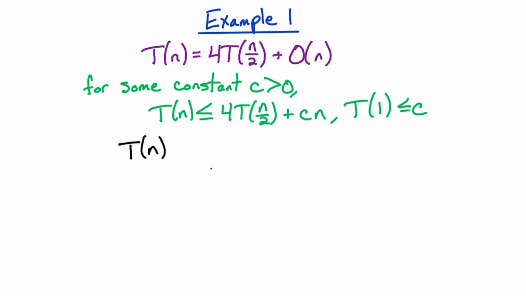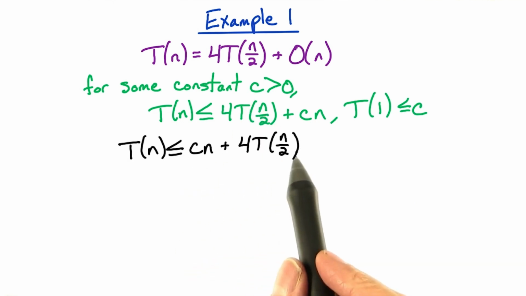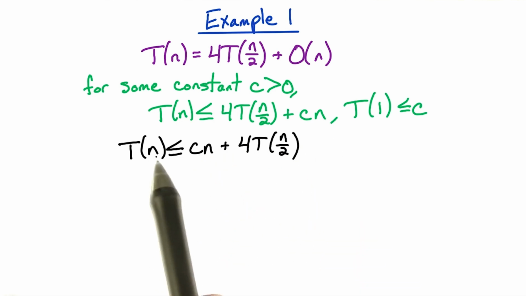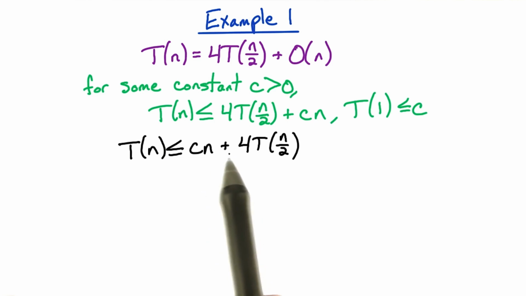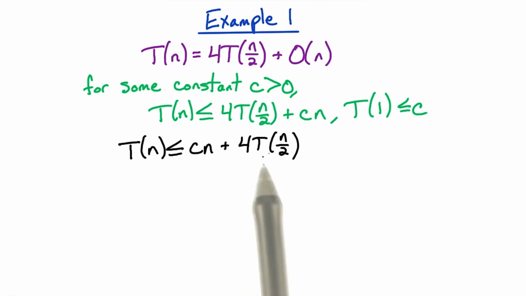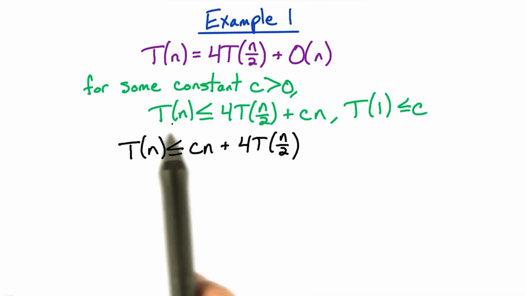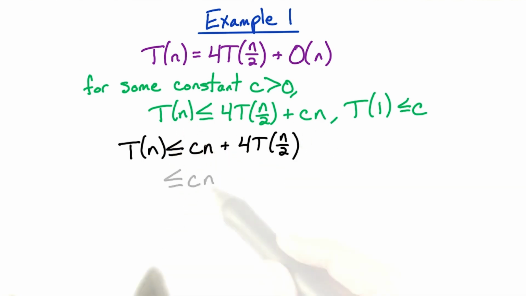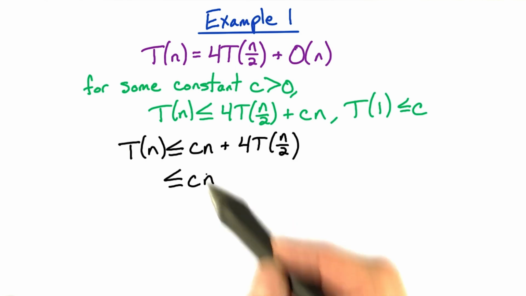Let's solve for T(n). So I simply restated the recurrence, though for convenience I rearranged the terms. So T(n) is at most cn + 4 T(n/2). Now let's replace T(n/2) by this recurrence. So replace n by n/2. So we get this term cn again.